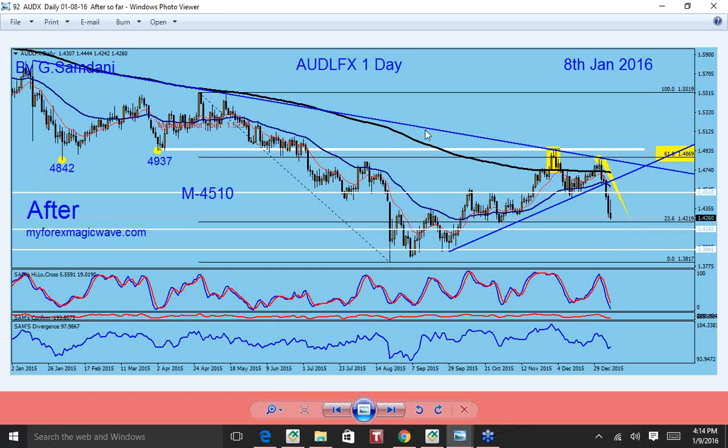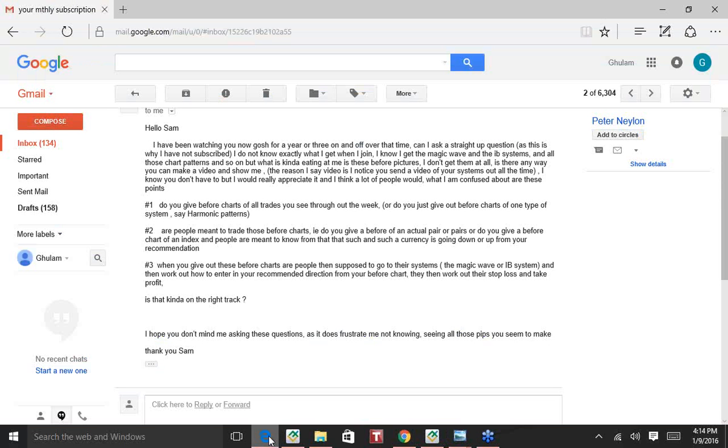Okay. So I hope I answered those questions. Who was it, Peter? Yes, your last thing was right: when you give out these before charts, people take them to their IV system. I just showed you the 20-minute chart, and then you work out how to make an entry. Simple: a retracement into the yellow, between the yellow and black line, in my recommended direction, the before chart direction, right? And you don't have to work out the stop loss. It's always right behind the setup. And take profit, of course, depends, and I'll teach that.